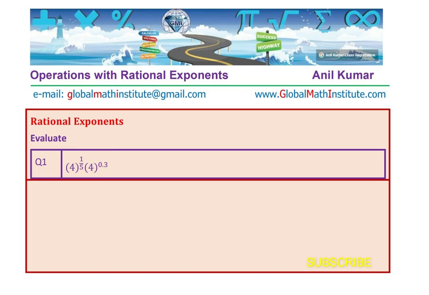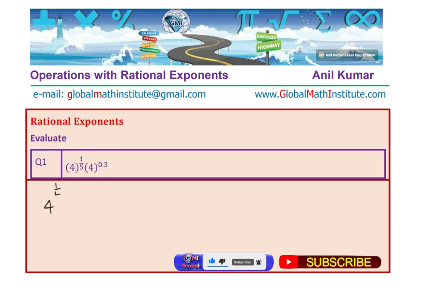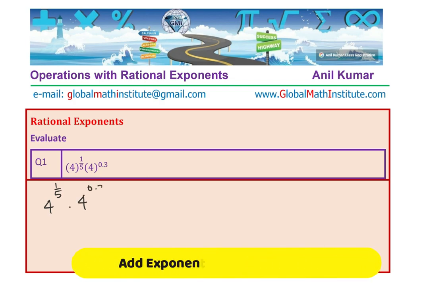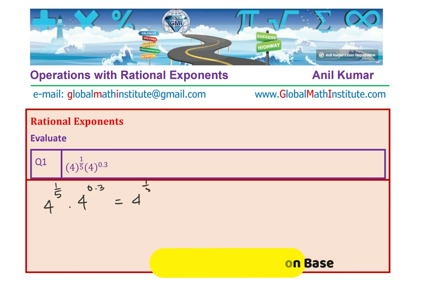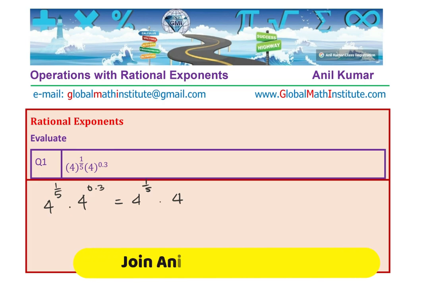4 to the power of 1 over 5. Let me rewrite. 4 to the power of 1 over 5 times 4 to the power of 0.3. We need to evaluate this expression. Well, we can write both of them as powers of 2 also, but let's work with 4 for now. So 4 to the power of 1 over 5, same base, right? 0.3, it is better to write this as a rational exponent, so 3 over 10. Makes sense, right?